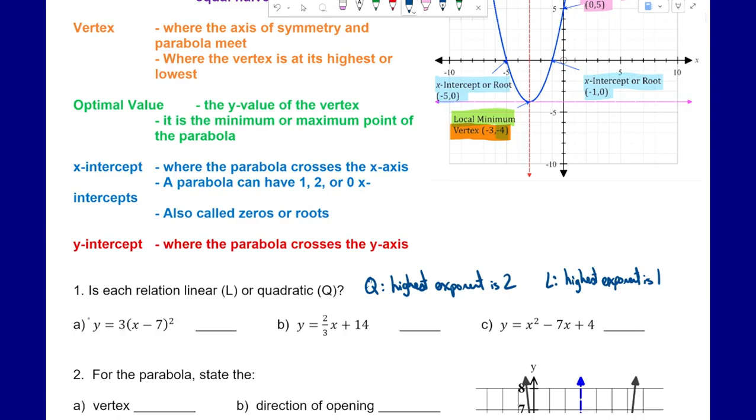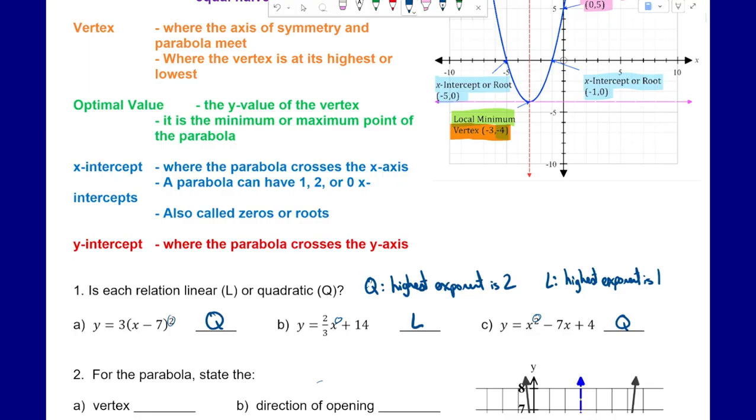So if I look at my first equation, y equals 3x minus 7 to the power of 2. Well, the highest exponent is 2. It's quadratic. If I look at b, y equals 2 over 3x plus 14. I don't see any exponent of 2, so in this case, the highest exponent would be 1. So it is linear. And then lastly, x squared minus 7x plus 4. The highest exponent I see is 2. Right? So I'll circle back and circle all of them. That means this is quadratic.